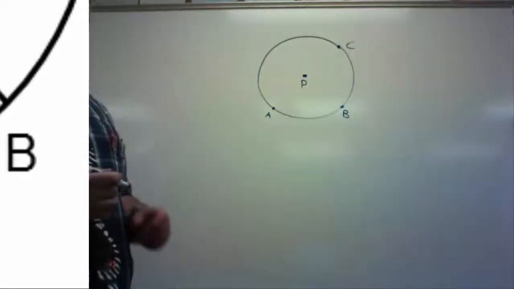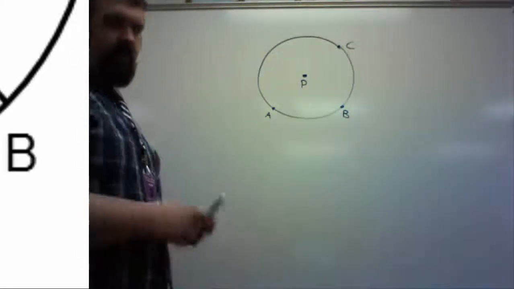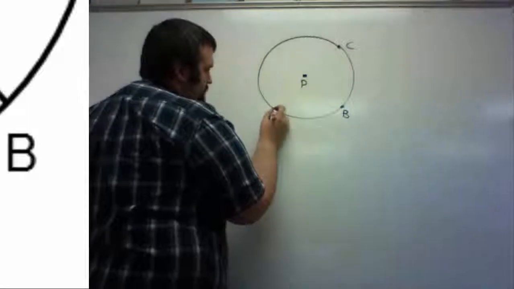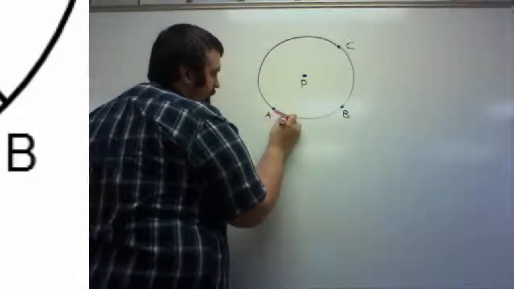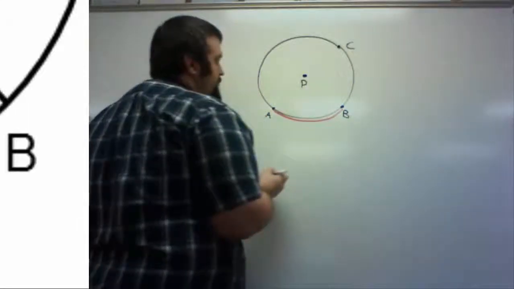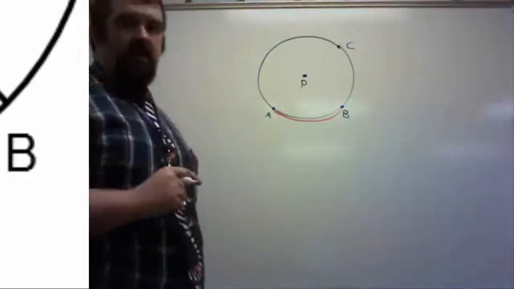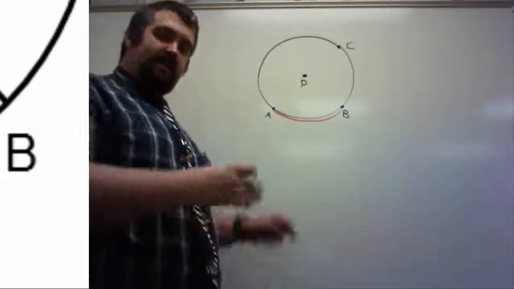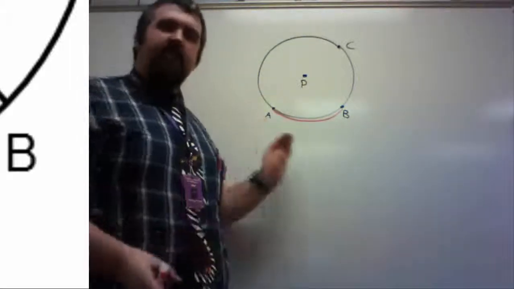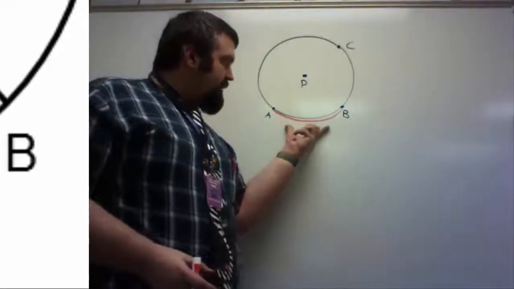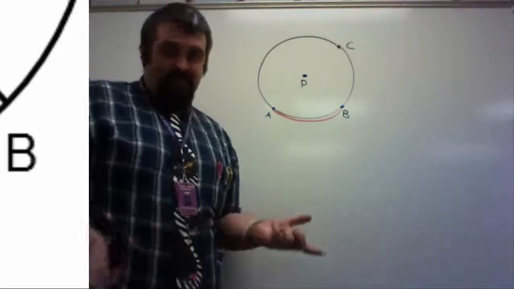Now, if I look at a certain part of the arc, if I look from A to B here, that's only that part of the circle. That's a minor arc because it's less than half the circle. If I just looked at this part of it, that's definitely not even half the circle. It's a minor arc.